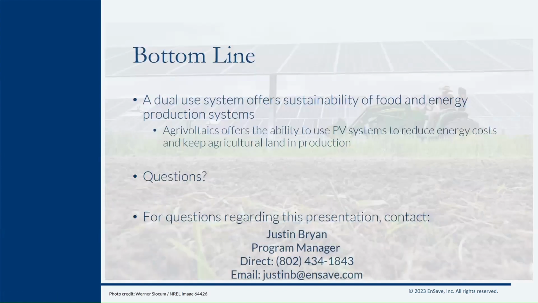Okay, so just to sum it up, a dual use system or agrivoltaic system offers the sustainability of food and energy production systems. So again, it's dual use. You get electricity generation from the PV system, and you can keep your agricultural land in production. That's essentially the bottom line there.